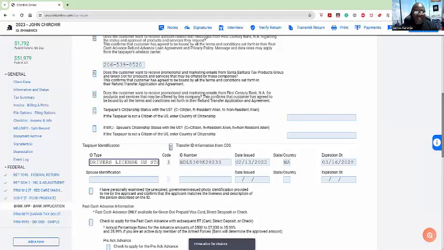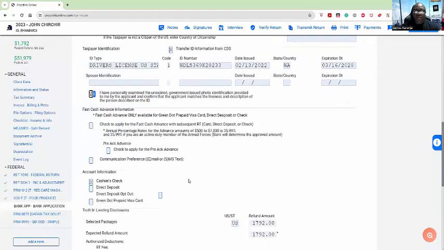Okay. I have personally examined the unexpired government issued photo identification. So they should have sent you the government issued photo ID. So go ahead and say yes. I have personally, so yes, you say yes.